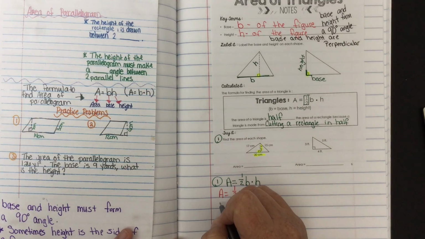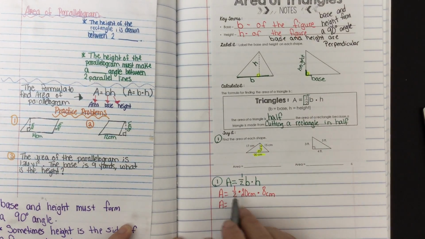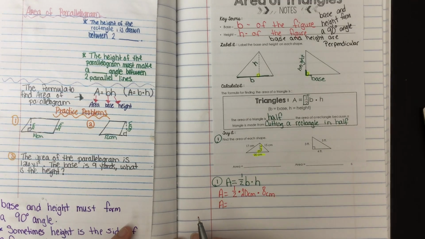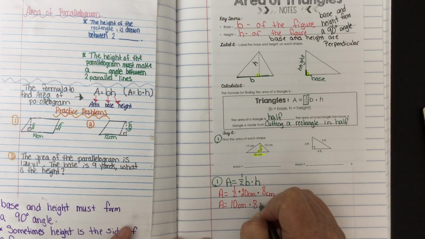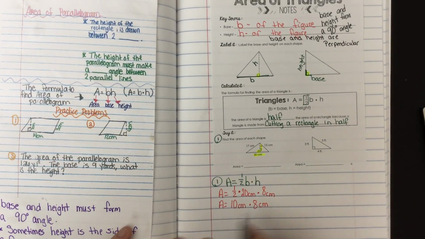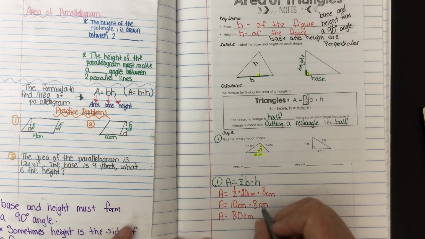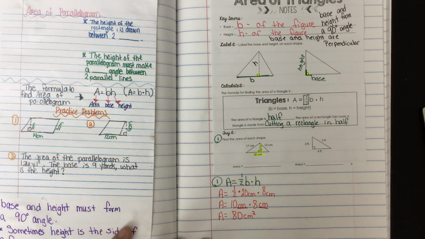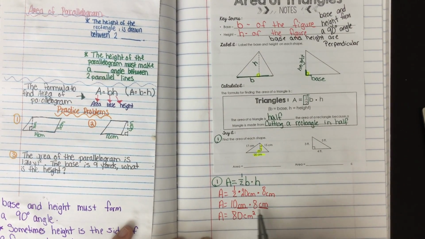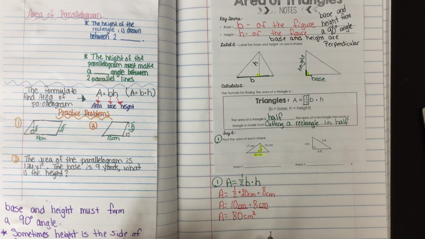All right, now I solve this. 1/2 times 20 is going to give me what? 10. Very good. Ten times 8 is? No naked numbers, so what would this be? Centimeters what? Squared. Why is it squared? Because I'm multiplying two dimensions. Centimeter and centimeter, so therefore it's going to be squared.